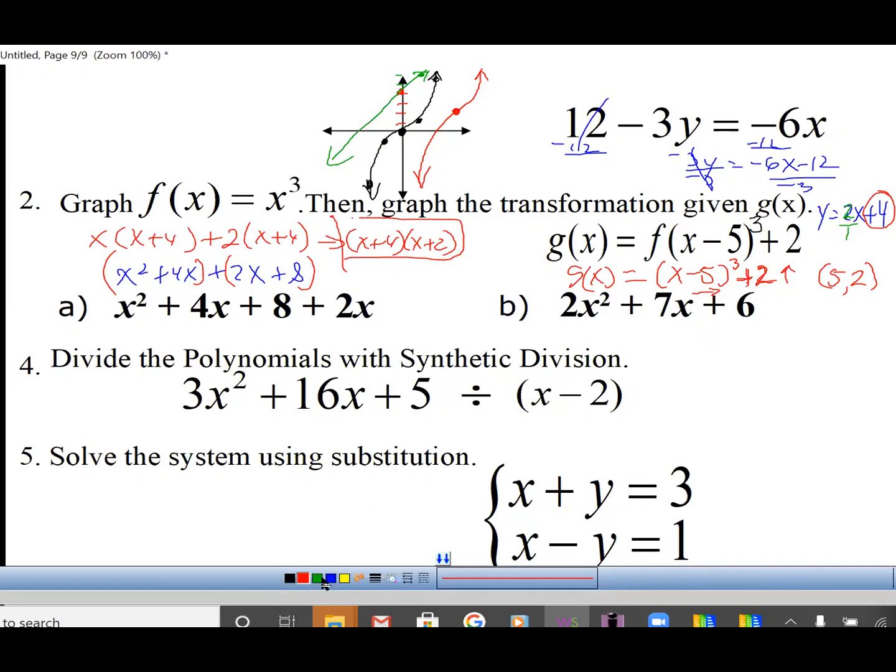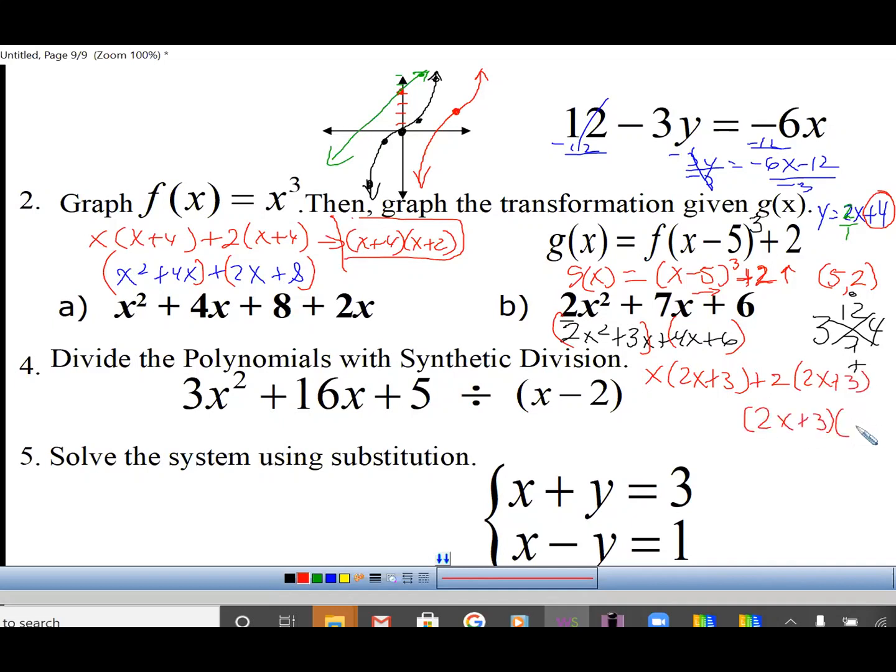B, is there a GCF? No, but we have a leading coefficient, so we need to multiply that times 6. So that leaves us with 12 and 7 down here. Factors of 12 that add up to 7. So that is 3 and 4. So let me write this, 2x squared plus 3x plus 4x plus 6. Let's group first 2, last 2. GCF for the first 2 is x. We're left with 2x plus 3. GCF for 4x plus 6, that's 2. We're left with 2x plus 3. So my factors are 2x plus 3 and x plus 2. These are my factors.